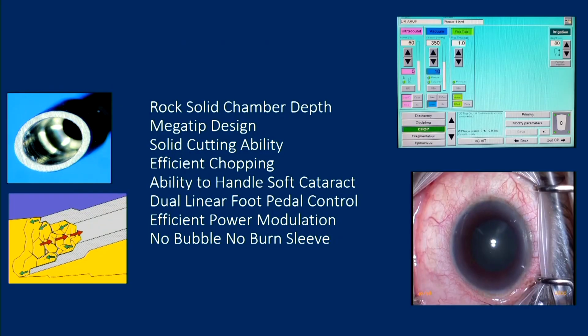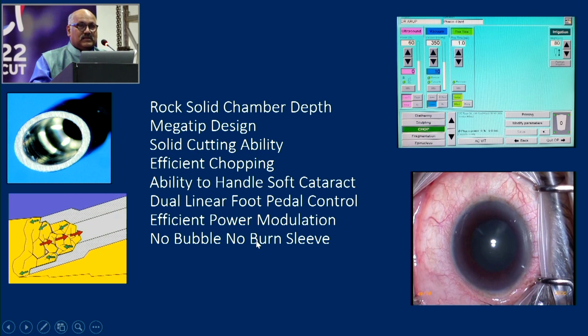So friends, whatever technique you employ, have a rock solid chamber depth. For longitudinal, I would prefer any day to have a mega tip design, which gives me a solid cutting ability, very efficient chopping. This tip also enables me to handle a soft cataract because it has a much larger surface area. This machine has a dual linear foot pedal control. Efficient power modulation is possible, and no bubble, no burn sleeve. So friends, you must understand the machine well and use the parameters accordingly. And I'm sure you'll have very good results with different grades of cataract. Thank you so much for your attention.